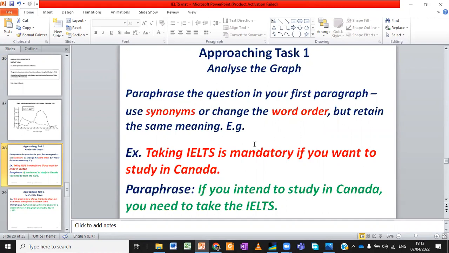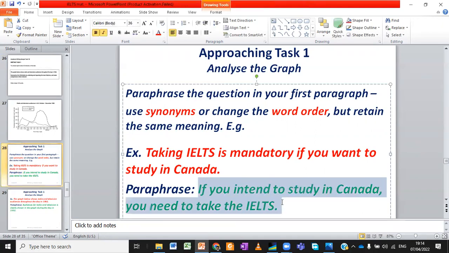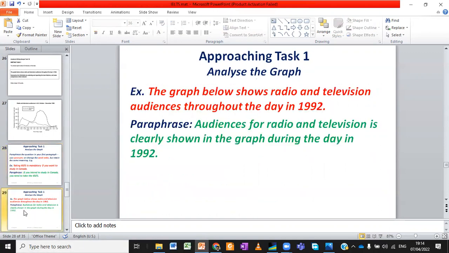For example, when you rephrase the question, it simply means changing the synonyms or the word order. You can just change the arrangement, and that's all, as long as you retain the meaning. For example, taking IELTS is mandatory if you want to study in Canada. Now, the paraphrased sentence: if you intend to study in Canada, you need to take the IELTS. Is there anything different from the two? No. You just change the words, right? So that's how to begin the writing task 1.